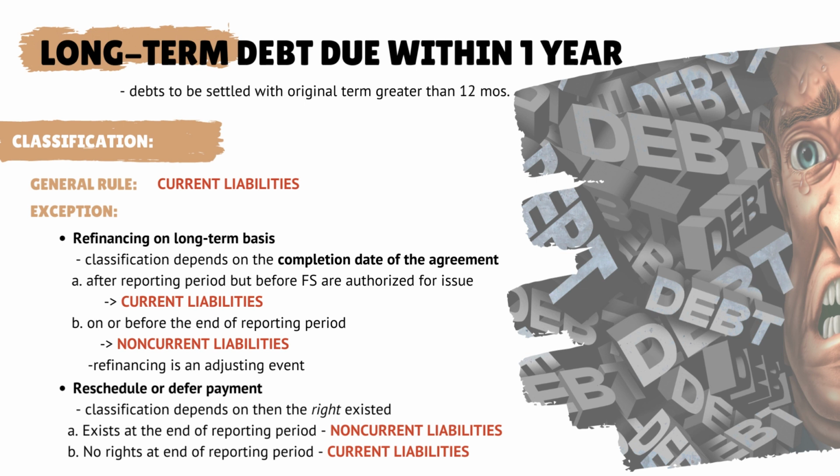So, if naman, if you have no rights at the end of the reporting period, so since dili ka man maka-extend, okay? So dili ka man gid maka-extend, so meaning imo na siya bayaran gyud within 1 year. So, if at the end na siya nahitabo, then that should be part of your current liabilities.